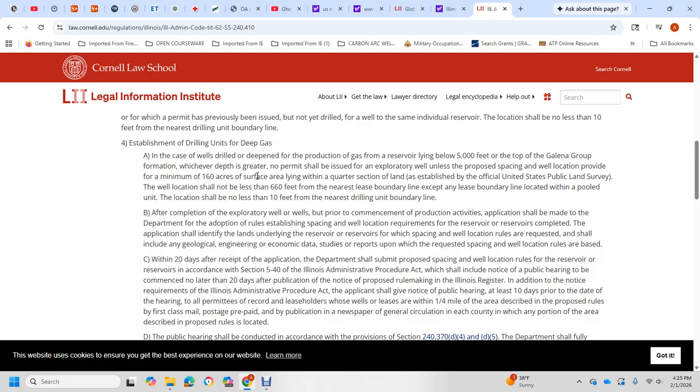the line, except with the United States established by the United States Public Land Survey, with the well location 660 feet from the nearest boundary line, and the least boundary located with the pool, with the location not less than 10 feet from the nearest drilling unit boundary line.